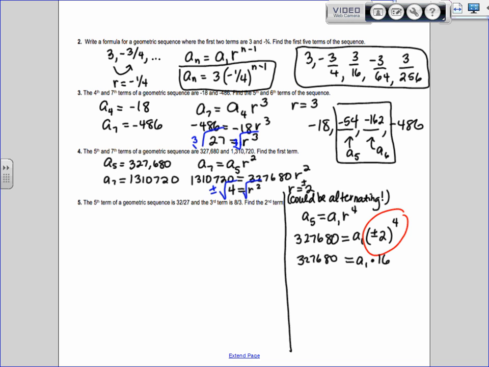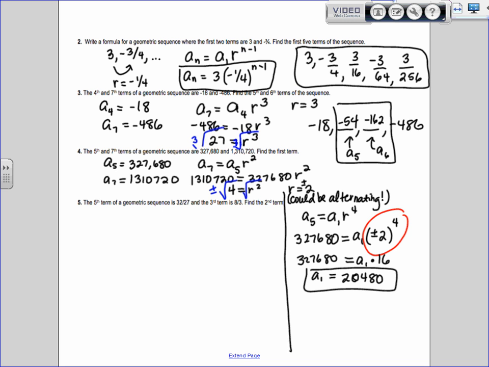So when I divide by 16, I get A1 is equal to 20,480. So 20,480. Okay, should it be plus or minus? No. Because this had an odd subscript. All of those are positive. But what if I found like A sub 2? Well, then that one could be a plus or minus, right? Do you guys understand what I'm saying? Like all of these odd subscripts are positive in this case. Okay. All right, next up.